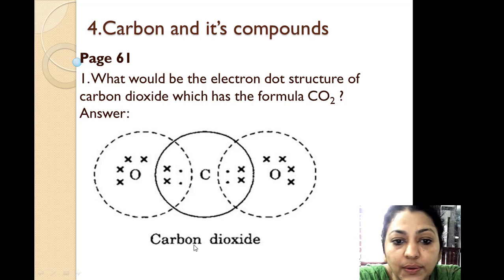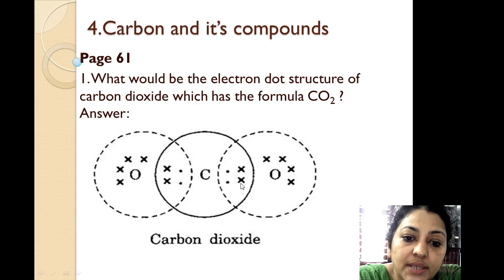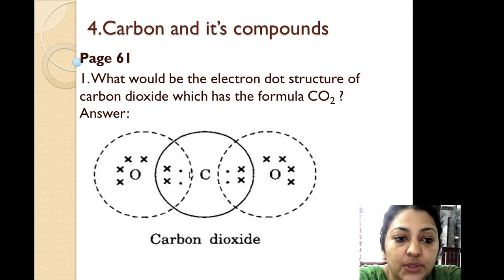Is that clear to you? So it is a double bond. Why is it a double bond? Because two pairs of electrons are shared on both sides. Hope you understood it. So we'll move to the next question.